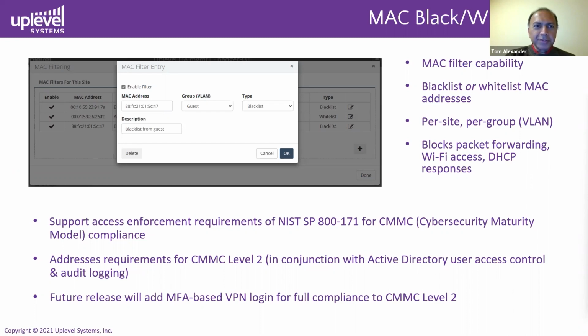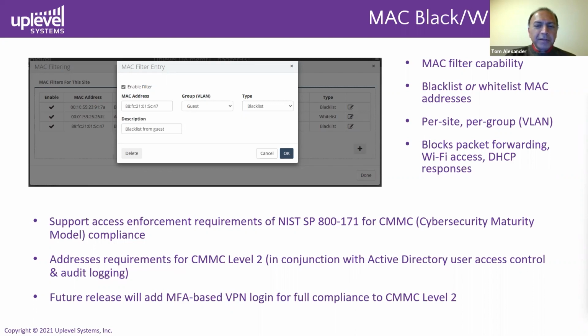The way we do this is using our new MAC filter capability. We introduced in 4.2 the ability to blacklist or whitelist MAC addresses on a per site and per group, aka VLAN, basis. That means you can block specific MAC addresses, meaning specific devices, from joining the LAN, let alone getting out to the internet. In addition, you can also use whitelisting, which means every device is blocked from the LAN except those devices that are explicitly allowed. This supports the access enforcement requirements of NIST 800.